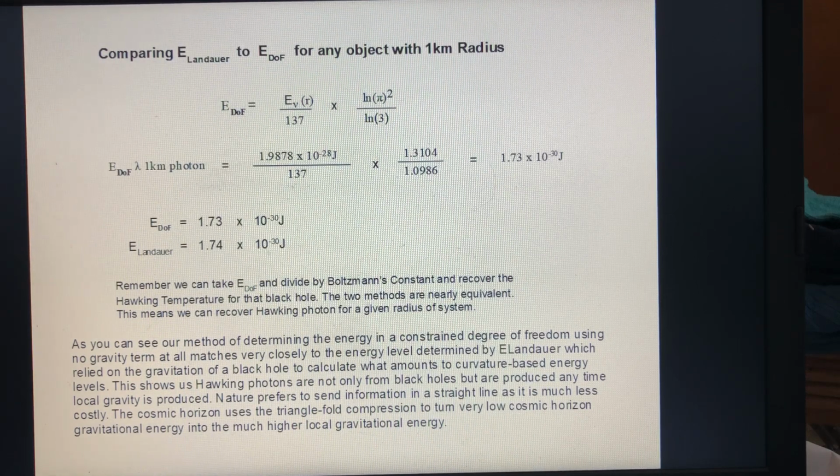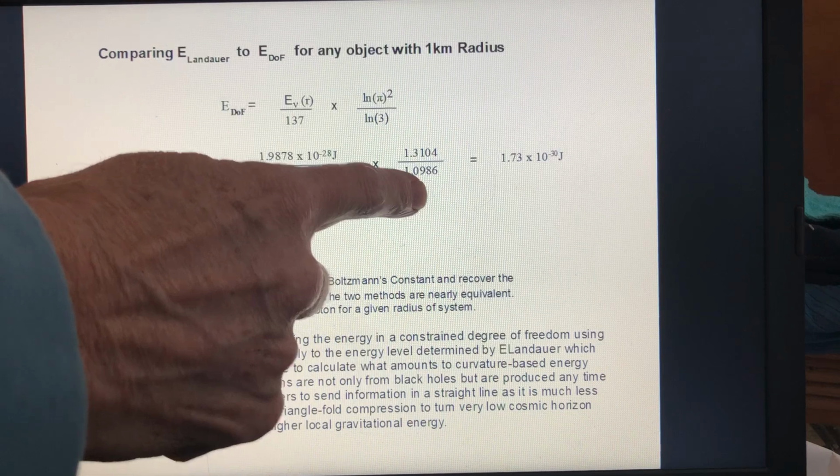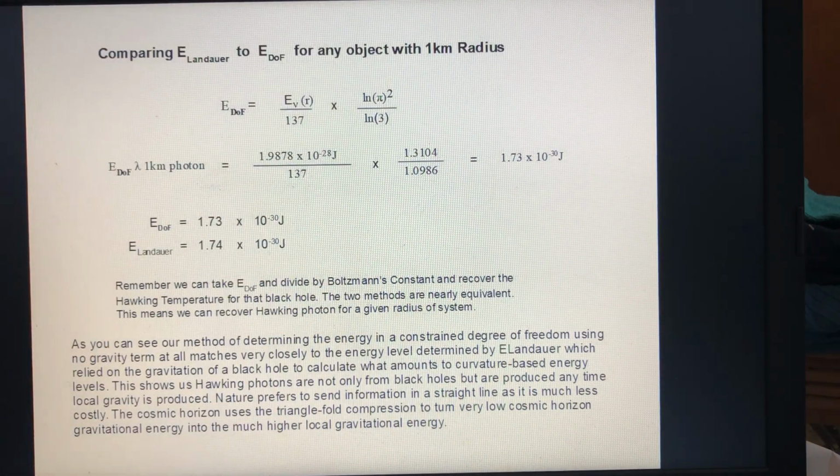1.9878 times 10 to the negative 28 joules divided by the fine structure constant times natural log pi squared over natural log 3 equals 1.73 times 10 to the negative 30 joules. E Landauer, 1.74 times 10 to the negative 30 joules. And remember, we can take E degree of freedom and divide by Boltzmann's constant and recover the Hawking temperature for that black hole. The two methods are nearly equivalent.